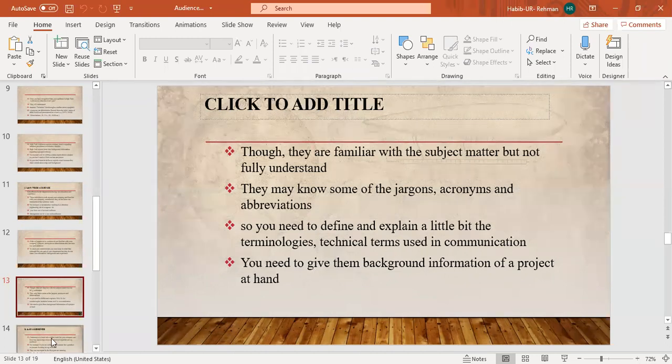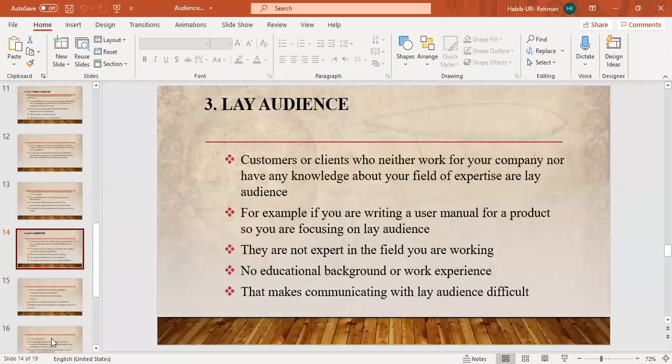Lay audience. Again, as the name suggests, a lay audience is customers or clients who neither work for your company nor have any knowledge about your field of expertise. They are lay audiences, the people who do not know anything about your field, or do not work with you. They do not have any kind of experience in your field, so they are lay audiences.